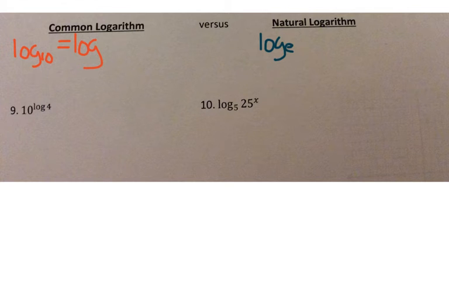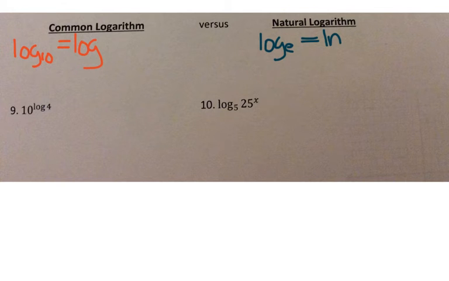And e is a number like pi. It goes on forever and it never repeats. And it actually occurs in nature, which is why we call it the natural log. So instead of writing log base e every time, we write ln. And one thing to remember is that as we look at 9 and 10, logs and exponentials are inverses. They're opposites. So just like adding and subtracting cancel out, logs and exponents cancel out.